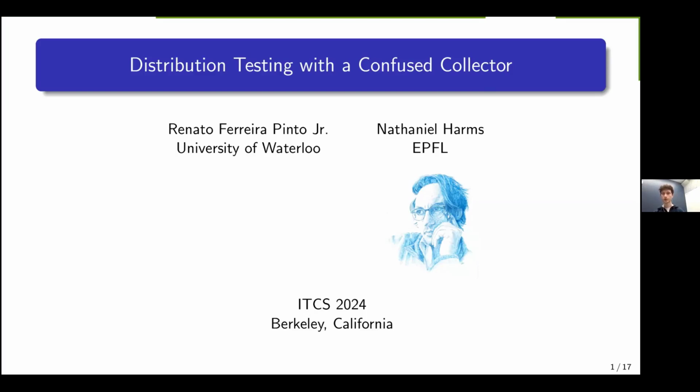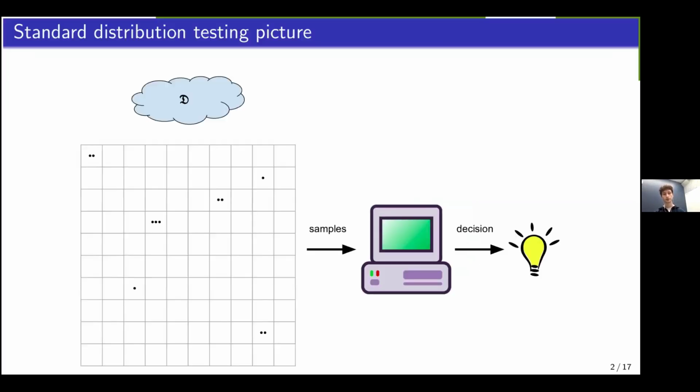So our work is about distribution testing. Let me first give you a picture of the standard distribution testing task. The way this picture goes is that we have some unknown distribution D, and we would like to test some property about this distribution. For example, is it a uniform distribution, or is it equal to some reference distribution that we care about, and so on.